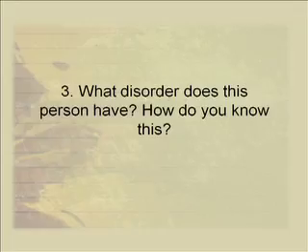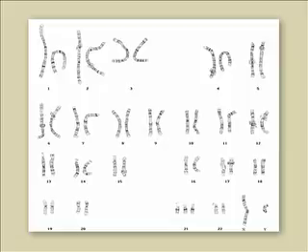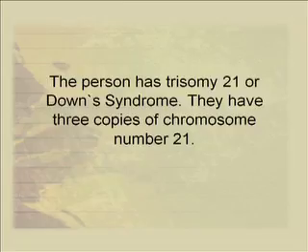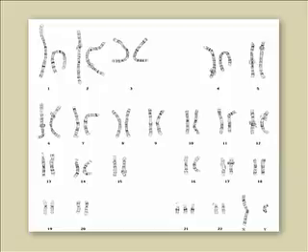What disorder does this person have? How do you know this? Go back to your diagram, study it. The person has trisomy 21 or Down's syndrome. They have 3 copies of chromosome number 21.